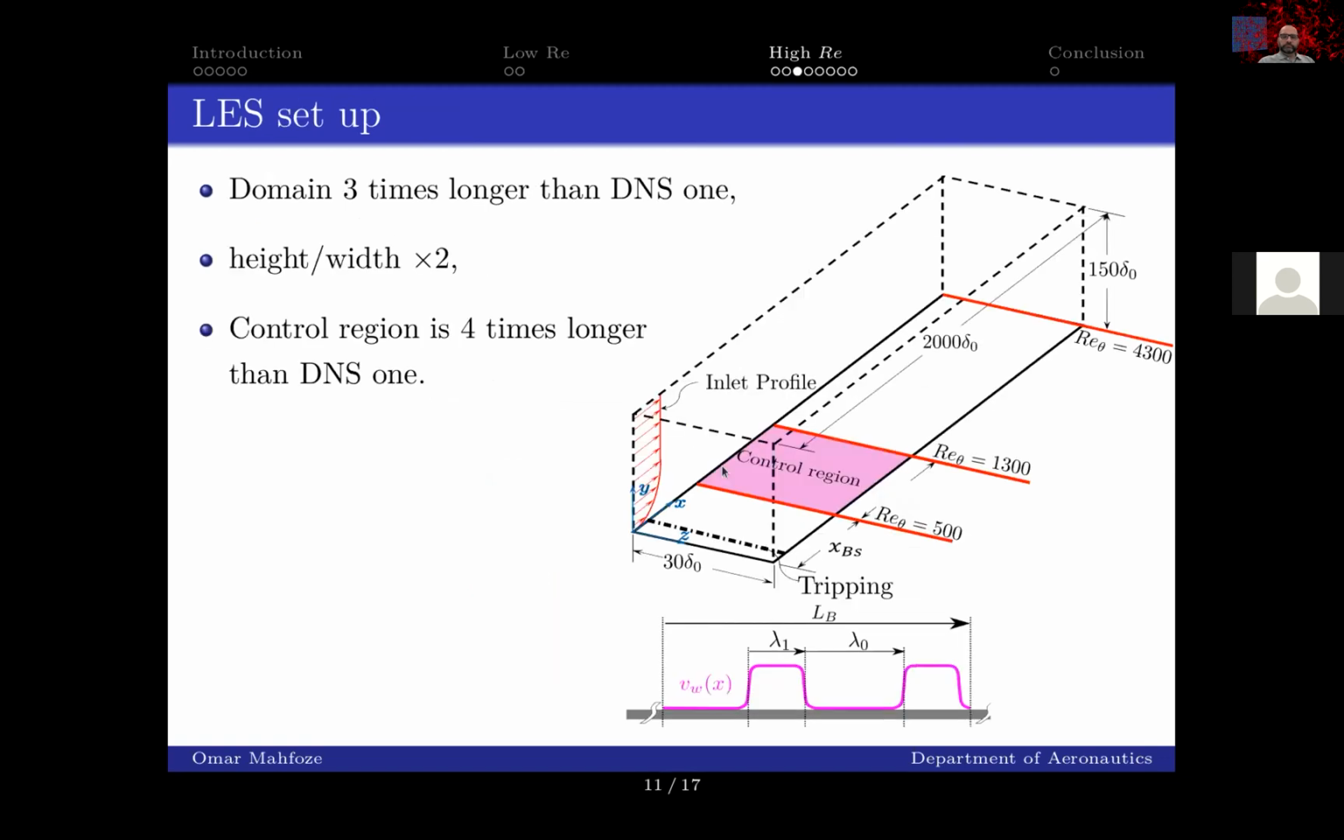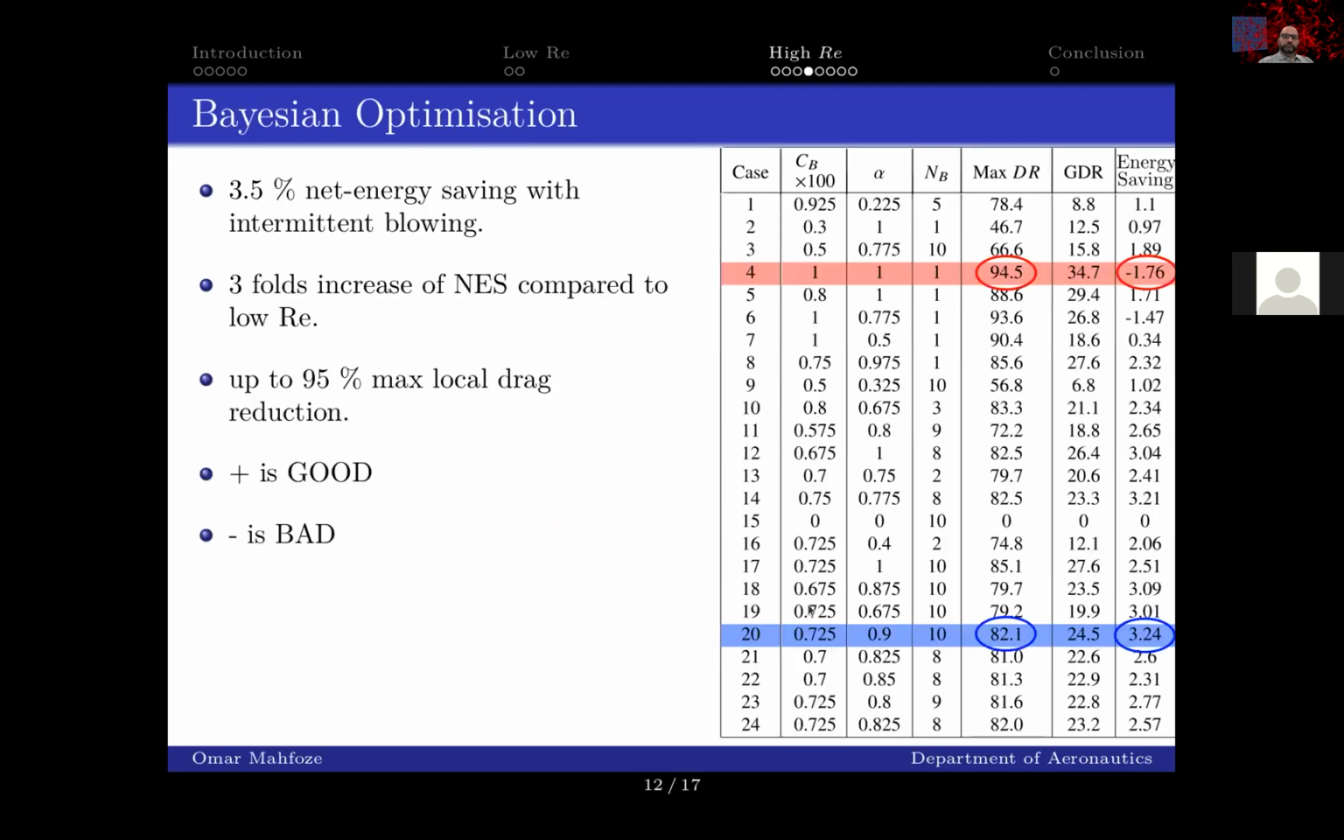Now we can go to the high Reynolds number. This is our domain with the same boundary condition as the DNS, but now we can reach Reynolds number as high as 4,300. It's twice what we had in the DNS, and also the control region expands between 500 and 1,300, which is almost 4 times as long as the DNS. We followed again the same procedure for the Bayesian optimization, and now we have 24 iterations.